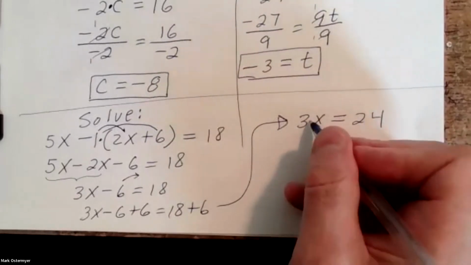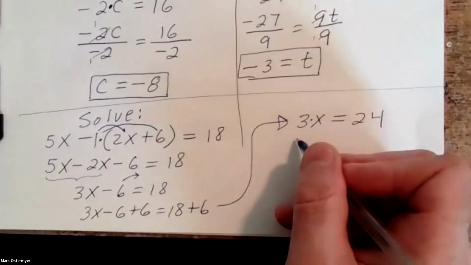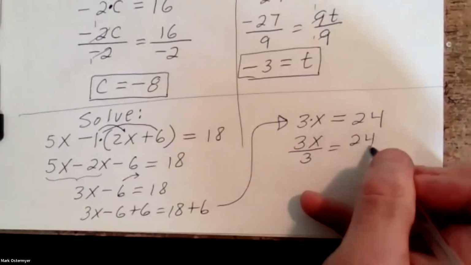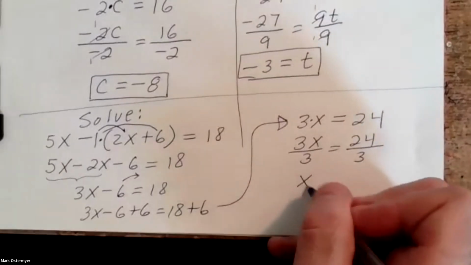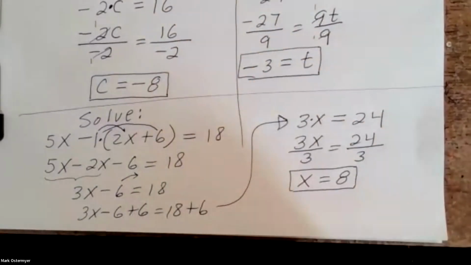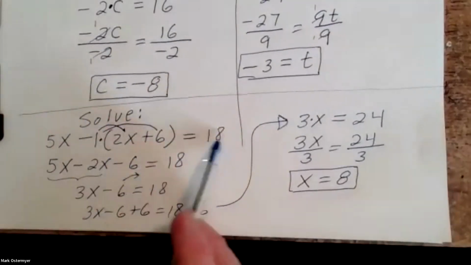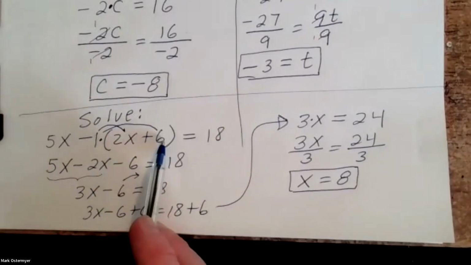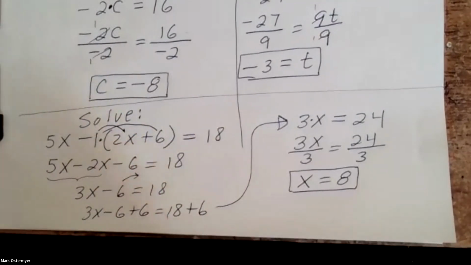Finally, to solve for x, we have to get rid of this 3 that's being multiplied by x by dividing both sides of our equation by 3. And we get 8 as being our solution to this equation, and we're done. So sometimes you may have to simplify one and or both sides of your equation by maybe distributing or combining like terms.